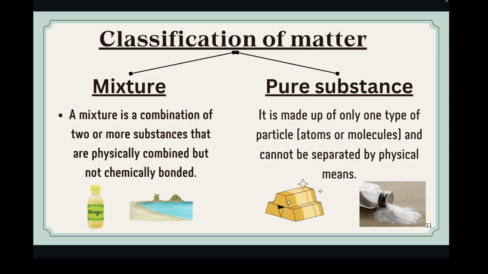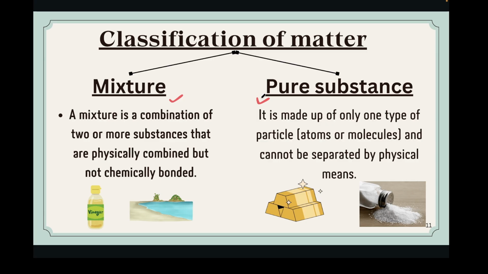Now, next topic that we are going to discuss is classification of matter. Matter can be broadly classified into two main categories based on its composition: mixture and pure substance. Mixture is a combination of two or more substances that are physically combined but not chemically bonded. That means components retain individual properties, but pure substances are made up of only one kind of particles that have fixed physical and chemical properties.